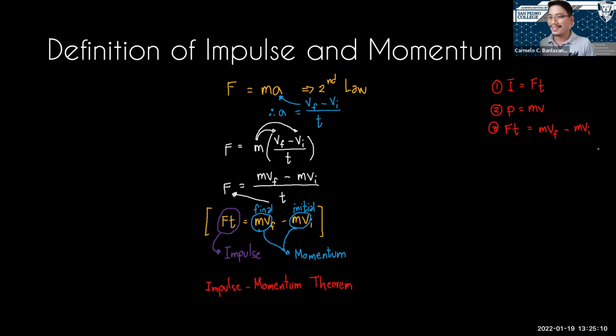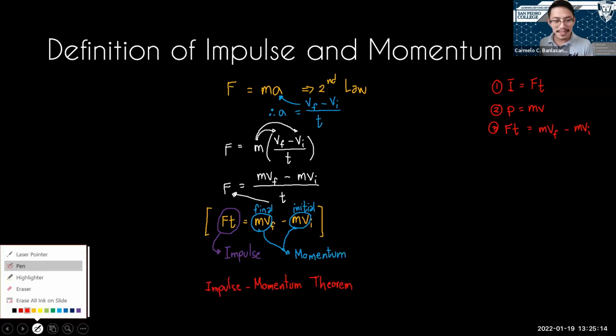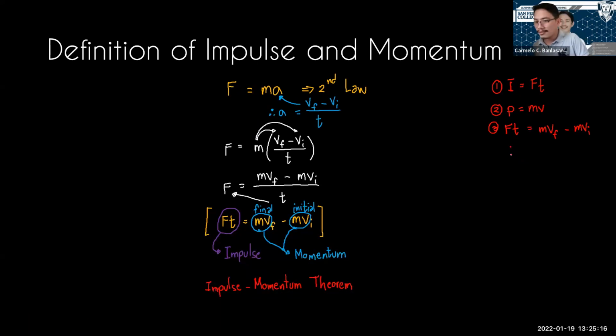Clear? So basically, impulse is just equal to the change in momentum. Clear? This is impulse, and it is just equal to the change in momentum. That's the final momentum minus the initial momentum.